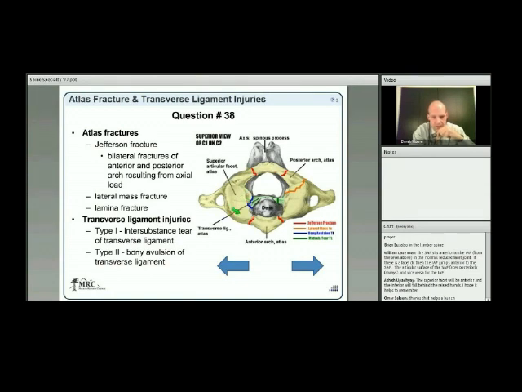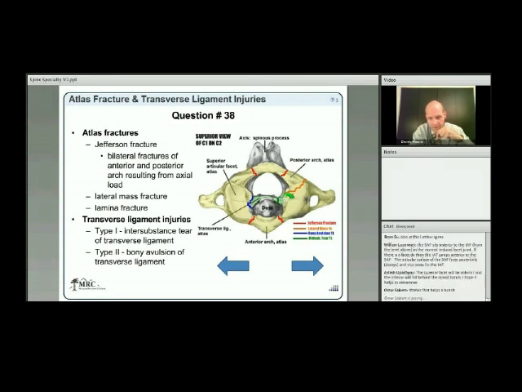Now what you want to be thinking here is whether you have an injury to the transverse ligament or not. If you think of lateral displacement of the lateral masses, you can imagine that if the transverse ligament is intact and connecting them, you're not going to be able to have lateral displacement, or at least not much of it.